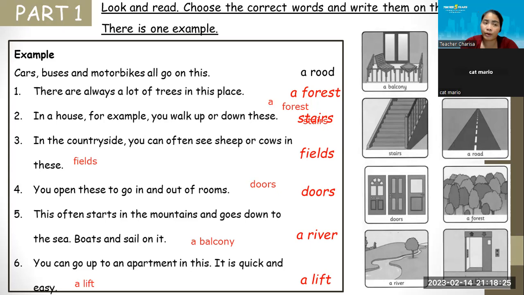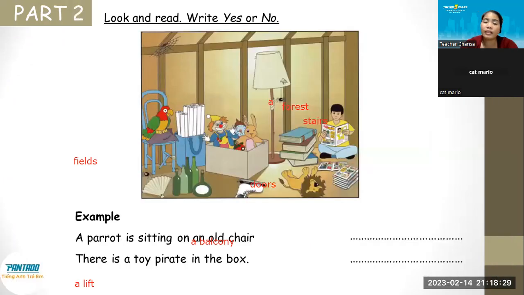That is just like an apartment. So here, as you can see, right? Yes or no? A parrot is eating on the old chair. So let's move on. A parrot is sitting on an old chair. So yes, as you can see, that is yes.